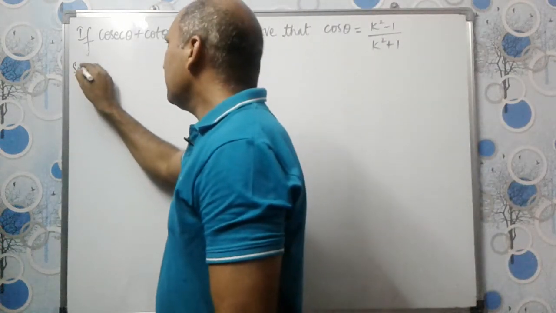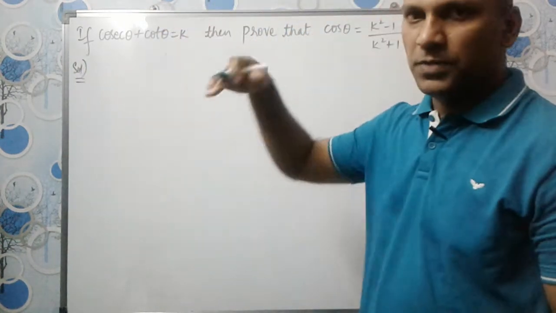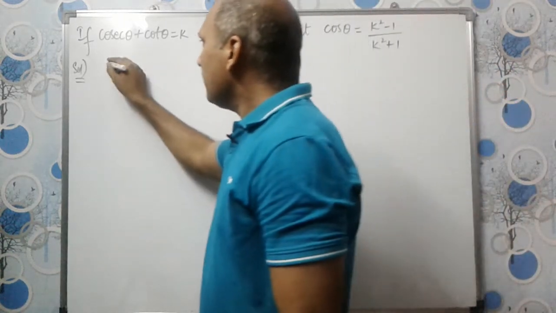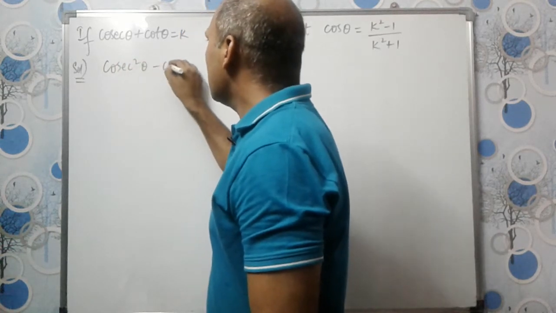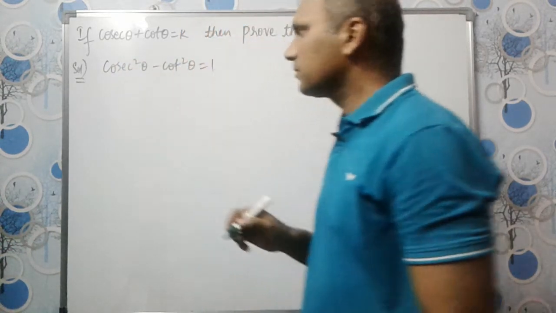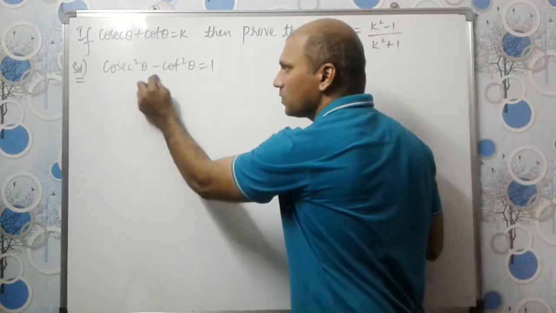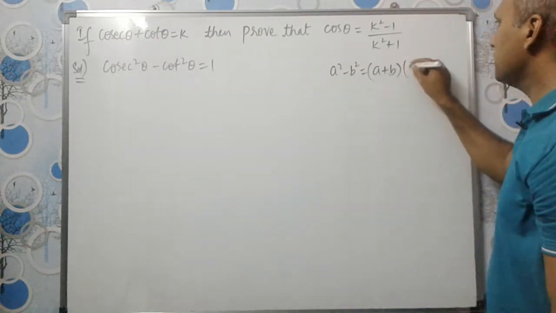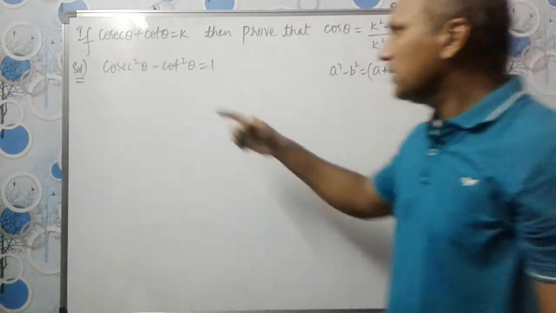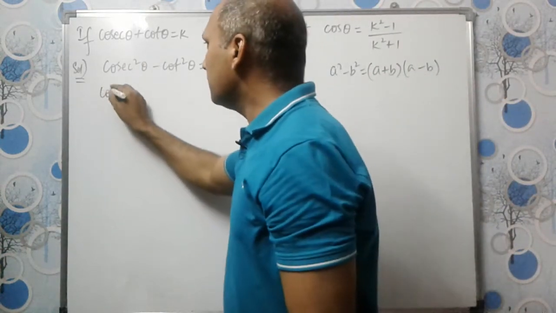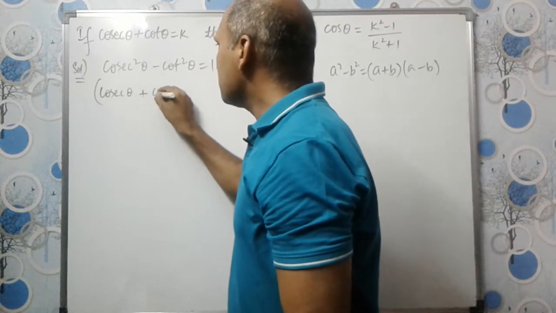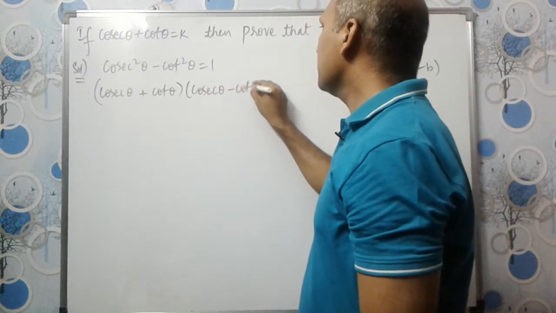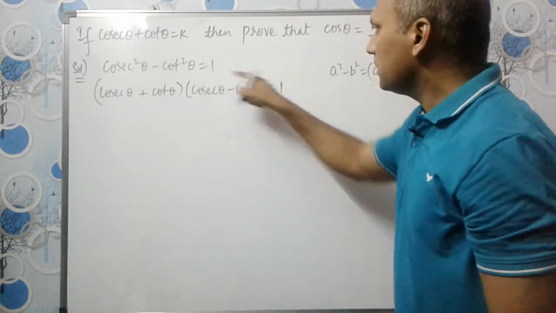Now we have done a similar problem in the previous video. I highly recommend you please go watch that video. We have an identity cosecant square theta minus cot square theta is equal to 1, right? And this is of the form a square minus b square, which can be written as (a plus b) multiplied by (a minus b). So that is (cosecant plus cot) into (cosecant minus cot) equal to 1 here.